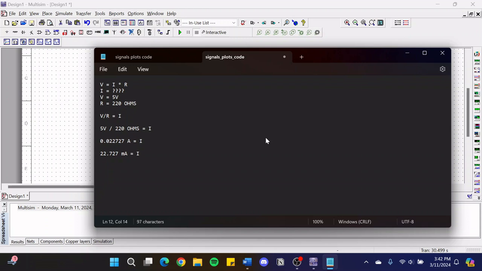Equals I. Something just fell. I wonder what fell. Sorry about that, if you heard that. But yeah, 22.727 milliamps. That's how we calculate that. So now, next up on the docket, I guess I will build this circuit physically and try to show it to you guys the best I can.